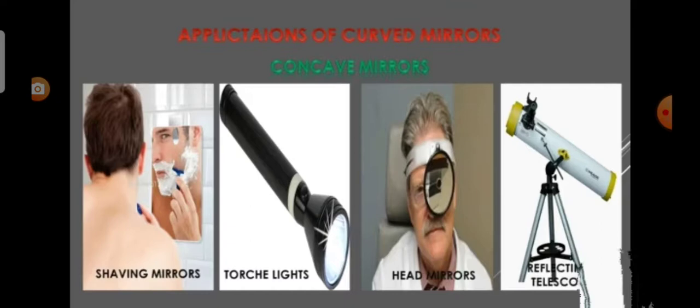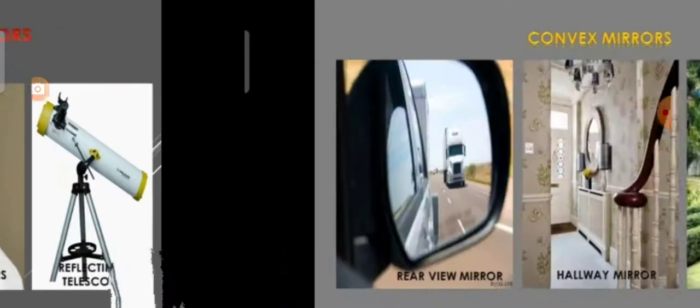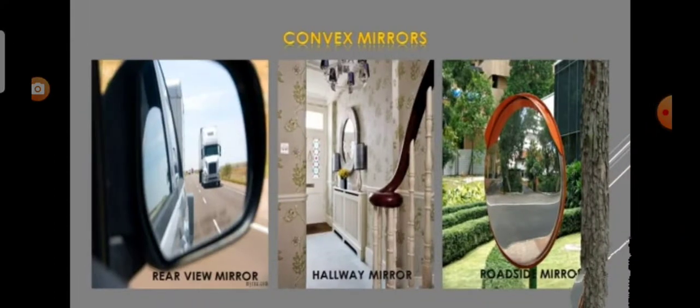Now we see about the application of the curved mirror, that is the concave mirror. Concave mirrors are useful in shaving mirrors, torchlights, hand mirrors, and reflecting telescopes. Now we see about the application of the convex mirror. Convex mirrors are used as rear view mirrors, hallway mirrors, and roadside mirrors.